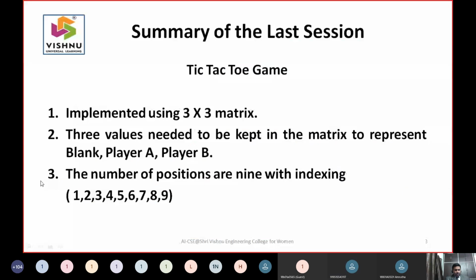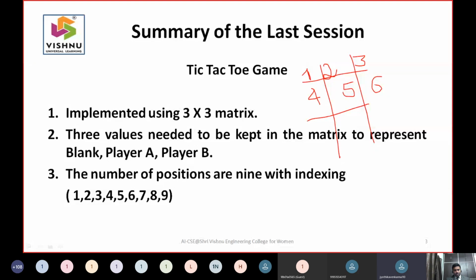My question is very simple. Just tell me, are the positions fixed? Can you change the positions? This is position 1. This is position 2. This is position 3. This is position 4. This is position 5. This is position 6. And 7, 8, 9 will come. Is it necessary that we have to use the same sequence of positions?